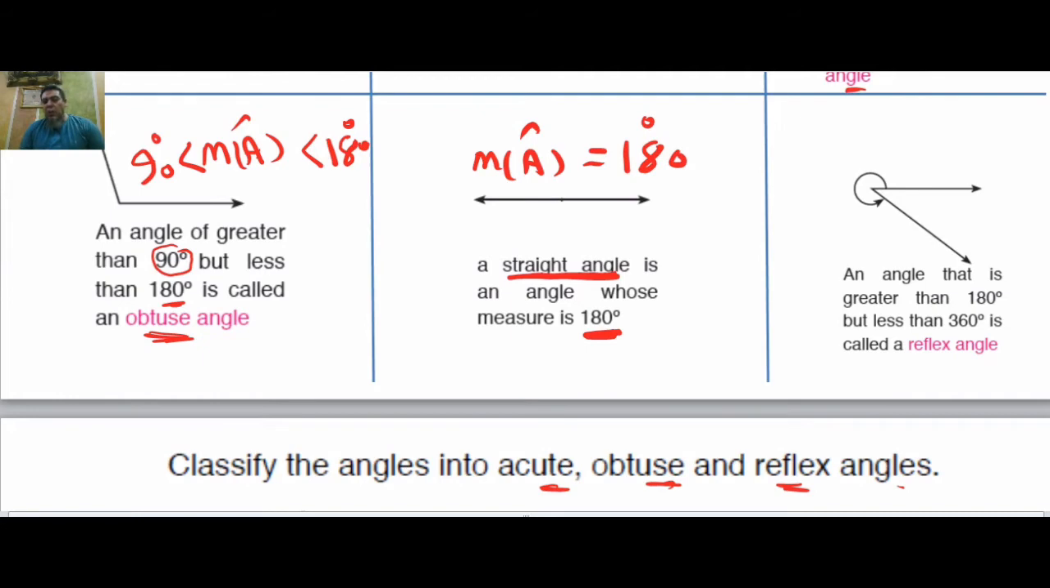The sixth type, the reflex angle. What's the meaning of reflex angle? The reflex angle is the angle whose measure is greater than 180 degrees and less than 360 degrees. Measure of angle A greater than 180 and less than 360 degrees. The reflex angle.